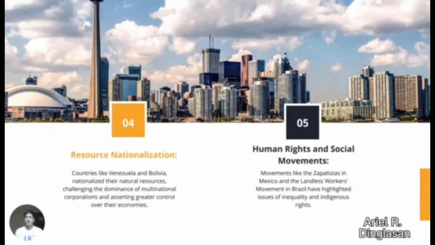And lastly, human rights and social movements. Latin American countries have also been at the forefront of advocating for human rights and social justice on the global stage. Movements like the Zapatistas in Mexico and the Landless Workers' Movement in Brazil have highlighted issues of inequality and indigenous rights.